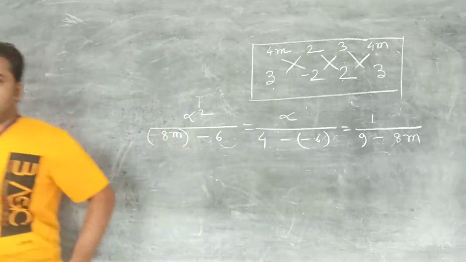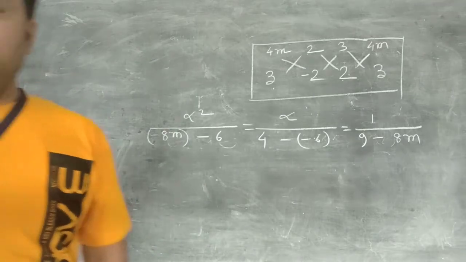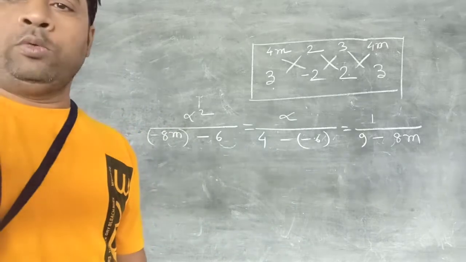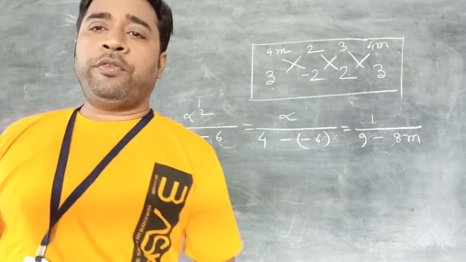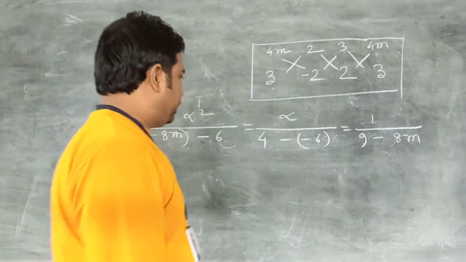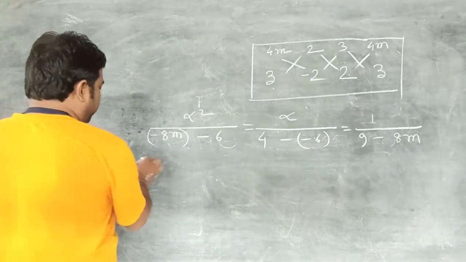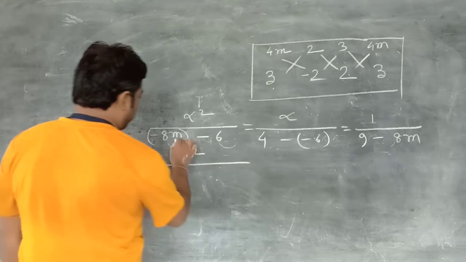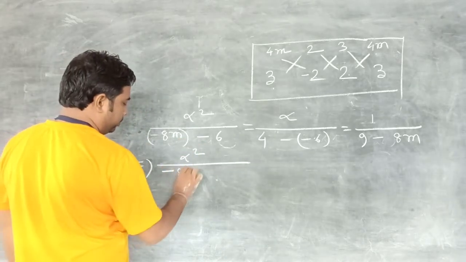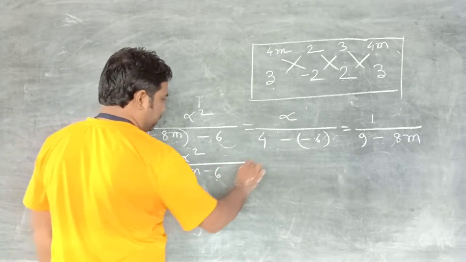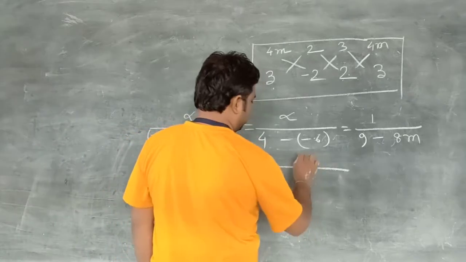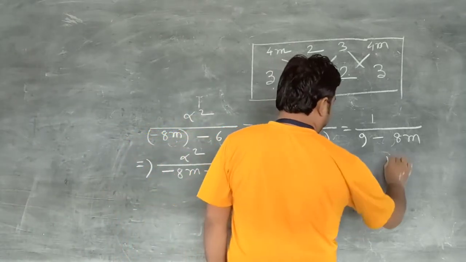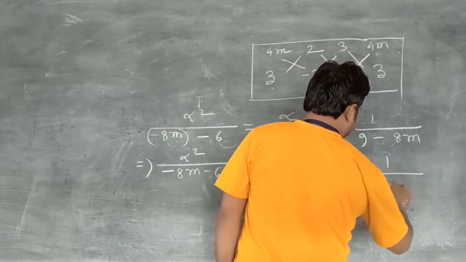Let us find the value of alpha and alpha square from here. After that, we shall find the value of m. That will be the condition. So this can be taken as what you see. This is alpha square, this is minus 8m minus 6. This is alpha. This is 4 plus 6, 10. And this is equal to 1 by 9 minus 8m.